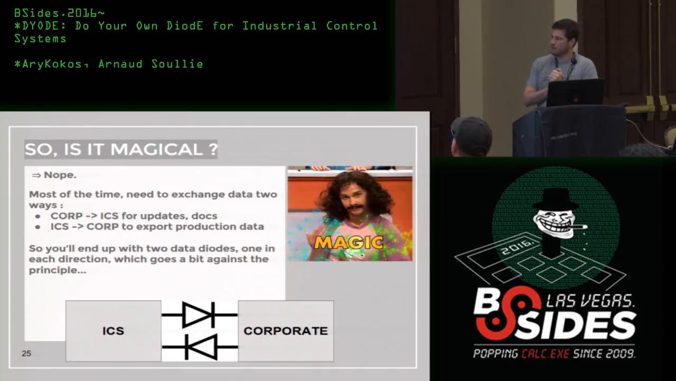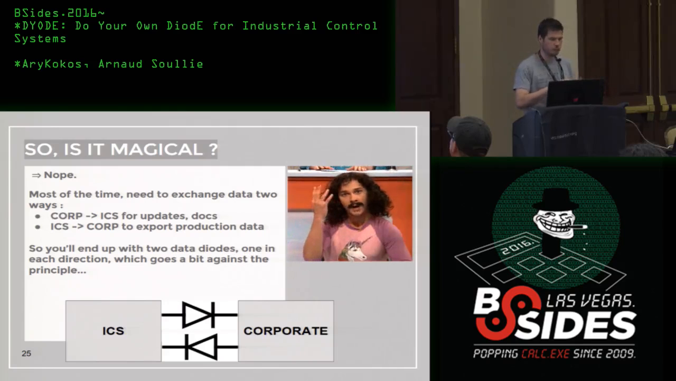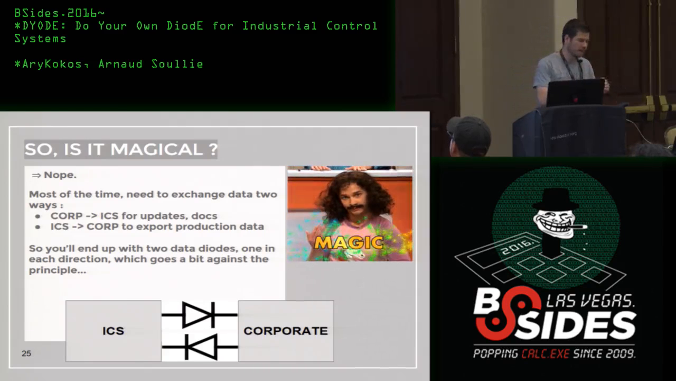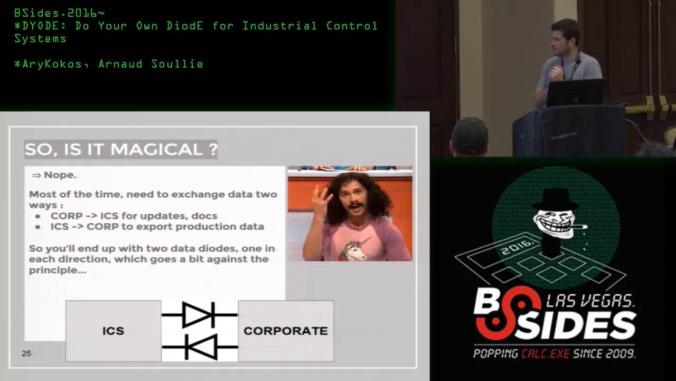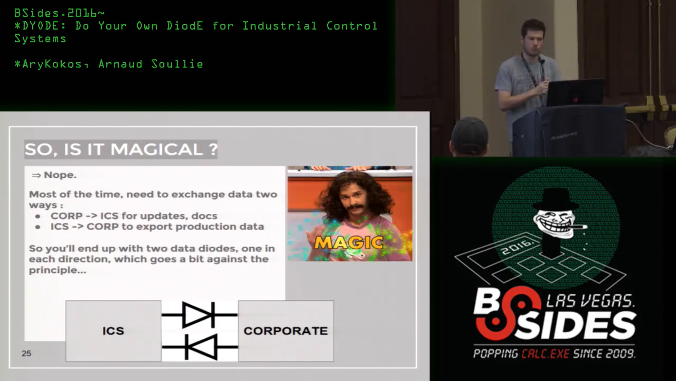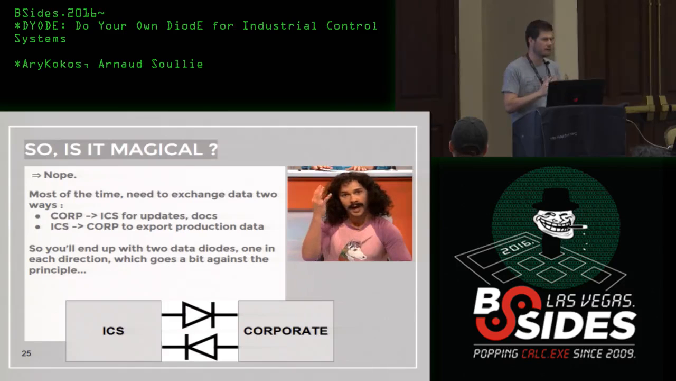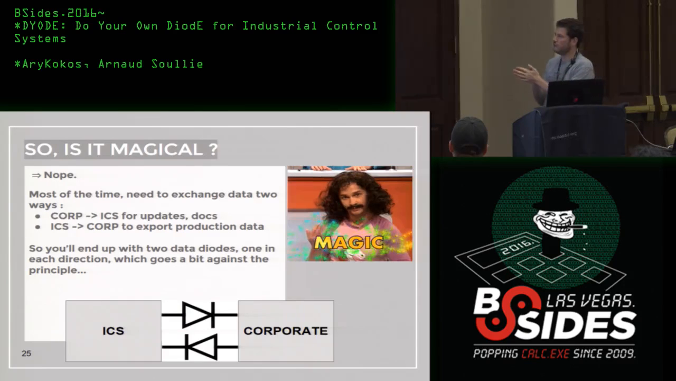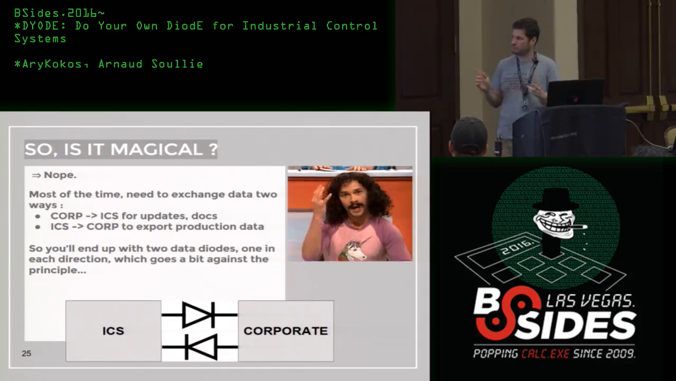Okay, so maybe we can take a step back. I explained what an ICS is, why we need data diodes, and how my data diode works. Then let's think, is it magical? The whole idea of a data diode was to have data flowing only one way. But as I mentioned at the beginning, most of the time you need to exchange data in two ways.